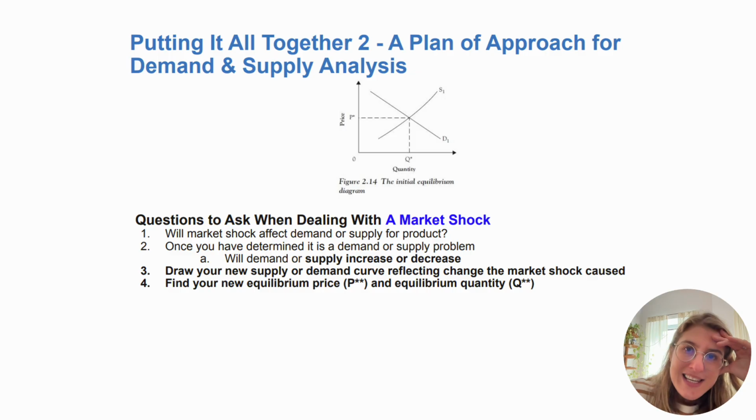Next, decide: does it make demand or supply increase or decrease, right? That tells you whether the curve shifts to the right or to the left. Next, sketch the new curve on your graph. If it's the demand curve, you draw a new demand curve shifted over, right? So we'd shift it to the right if demand is increased, or to the left if demand is decreased. If it's supply, same thing. Draw a new supply curve that is shifted relative to the original supply curve.